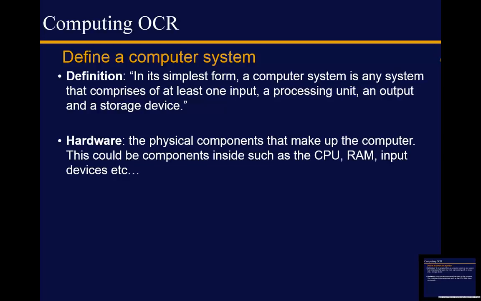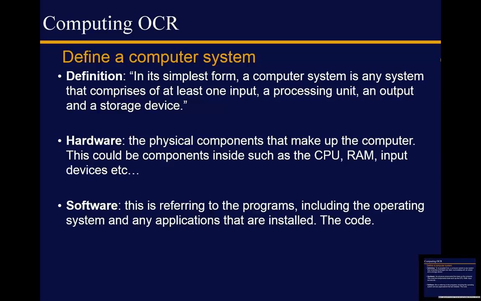That computer systems have hardware. Now, this is the physical components that make up a computer. So if we're thinking about the internal components, such as the CPU, the RAM, which is the main memory, and then the other devices that we can have, such as input devices like mouse or keyboard. Now these are all classed as hardware, so it's anything that you can physically touch.